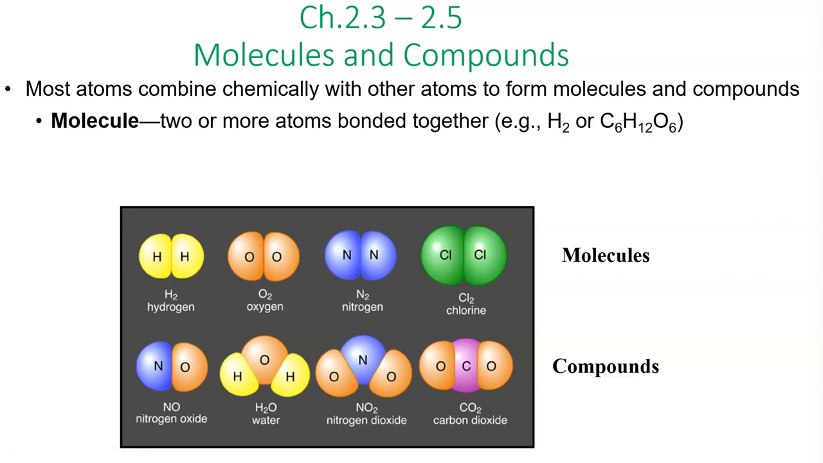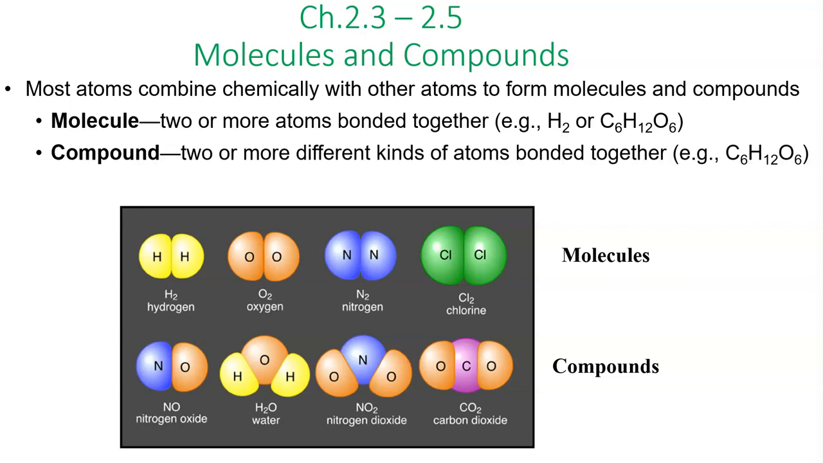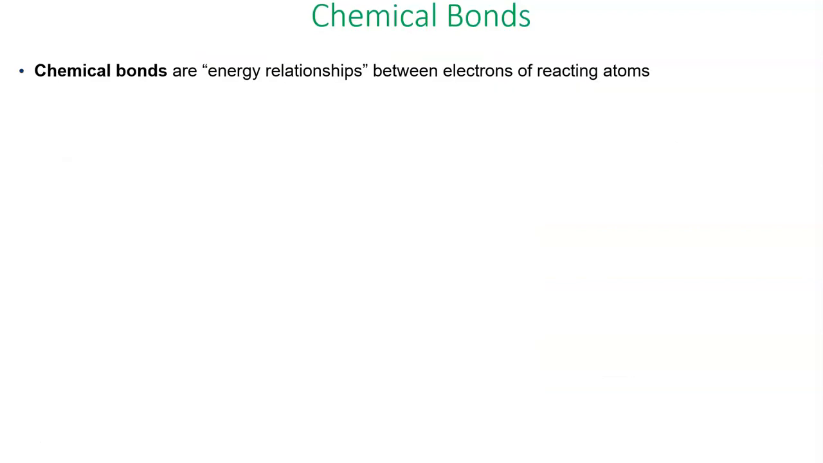So a molecule can be considered two or more atoms that are bonded together. So two hydrogen ions put together or bonded together is a molecule. C6H12O6 is glucose, so it's several atoms that are bonded together. A compound is going to be where you have two or more different kinds of atoms bonded together. So in this case, our glucose, C6H12O6, actually has three different atoms or elements bonded together. So that's going to be a compound. You start to get a mixture of these.